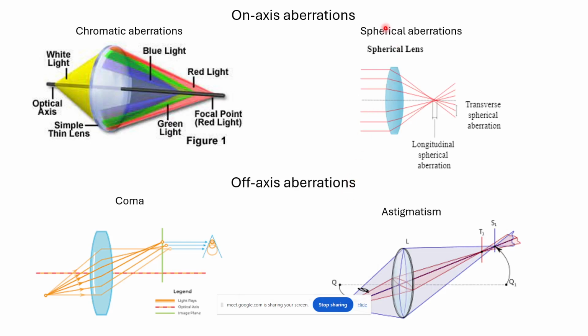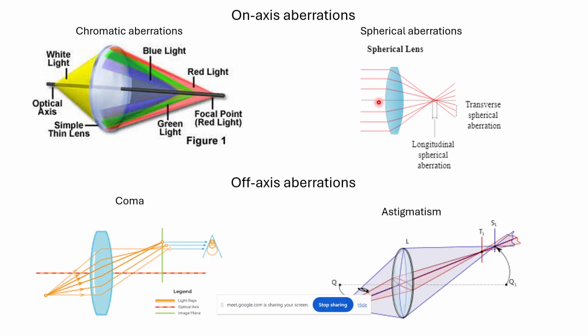Next, we have spherical aberration. Spherical aberration occurs when the light transmitted by the lens is not focused at a single point. So this is the optic axis, the gray one.